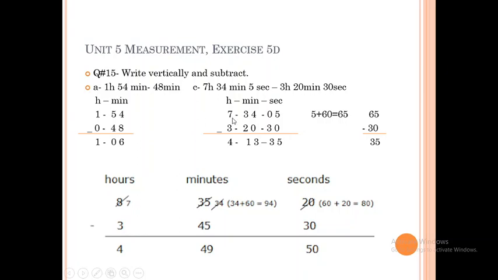The second one: 7 hours 34 minutes and 5 seconds minus 3 hours 20 minutes and 30 seconds.